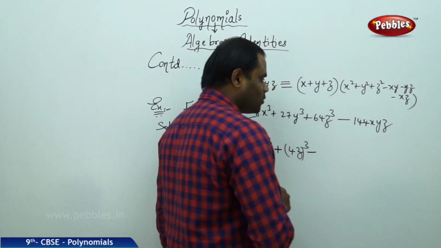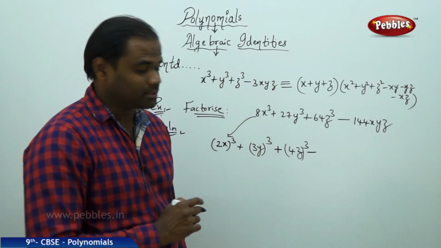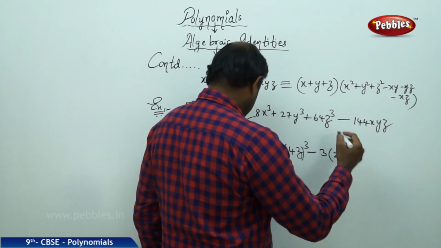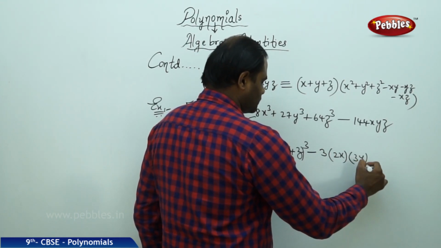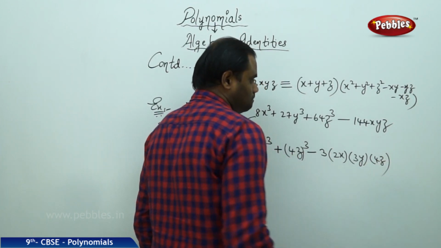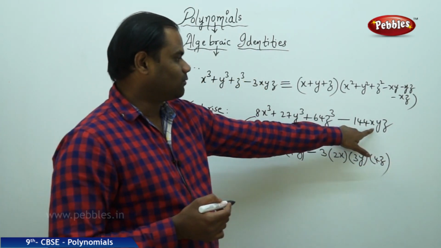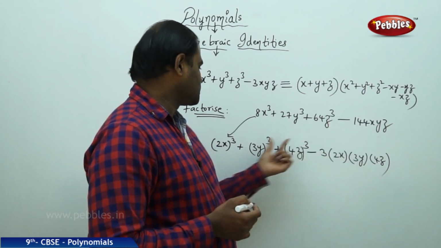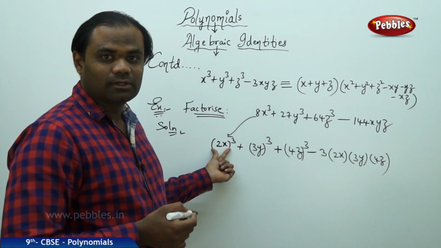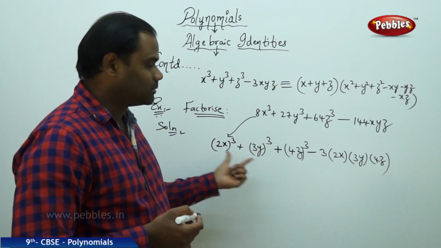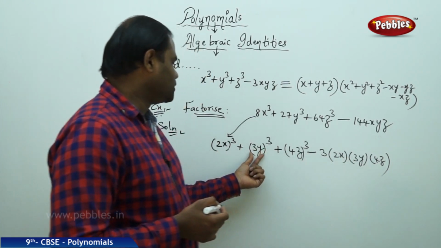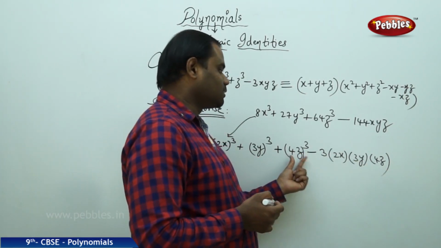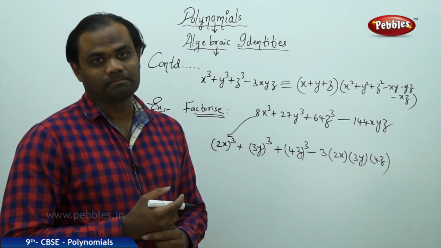minus 144xyz, which can be split as 3 times 2x times 3y times 4z. I can split this 144xyz as 3 times 2x, which is the first term inside the cube of the first term, and then 3y, which is inside the cube of the second term, and 4z, which is inside the cube of the third term.